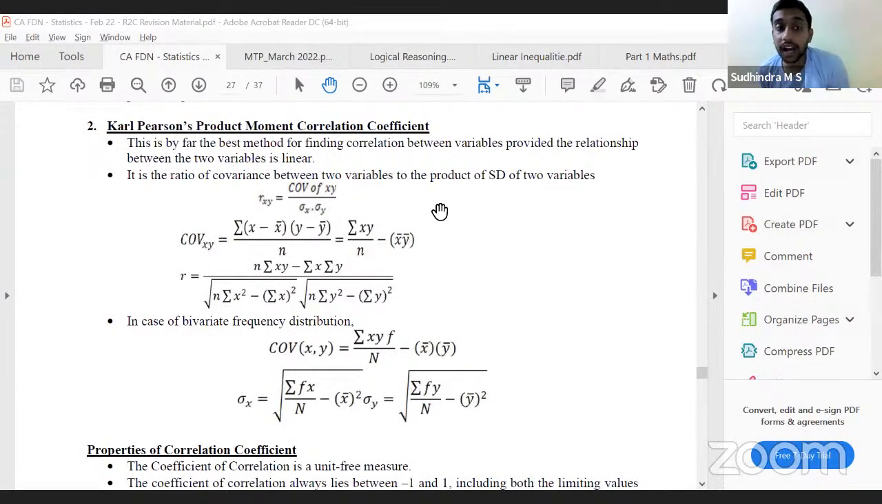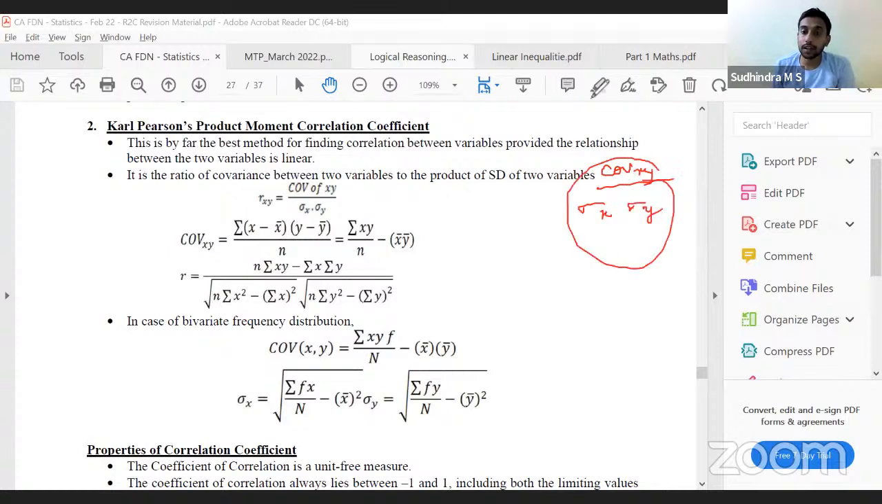Next one is Karl Pearson's product moment correlation coefficient, one of the best methods of correlation that we have. Why? Because it establishes the relationship between two variables in a systematic, scientific manner. However, it can be used only in case of linear relationship. Now, how do we calculate correlation? It is the ratio of covariance of the two variables to the product of their standard deviations. So covariance of x, y divided by standard deviation of x into standard deviation of y.